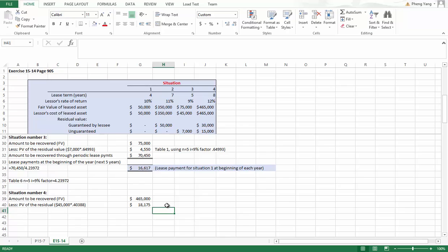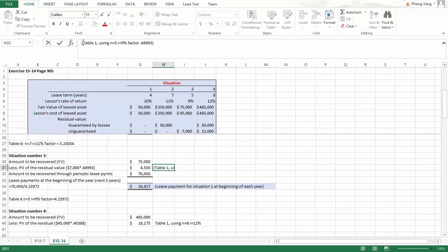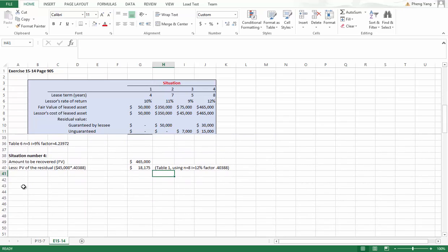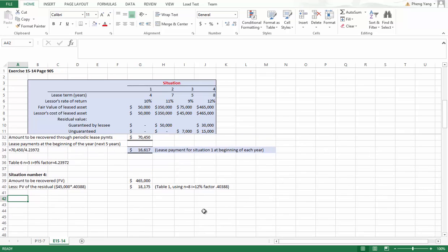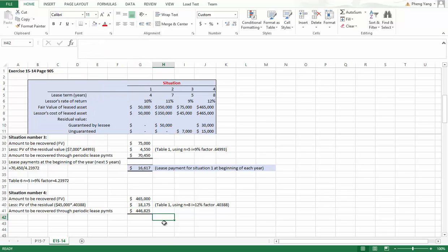Okay, so with this, that's what I was going to do. It'd be Table 1 using N equals 8 periods, interest is 12%. I just want to be consistent with everything so we have it. Factor then is that 0.40388. All right, so with that, the amount to be recovered through periodic lease payments then is 446,825.